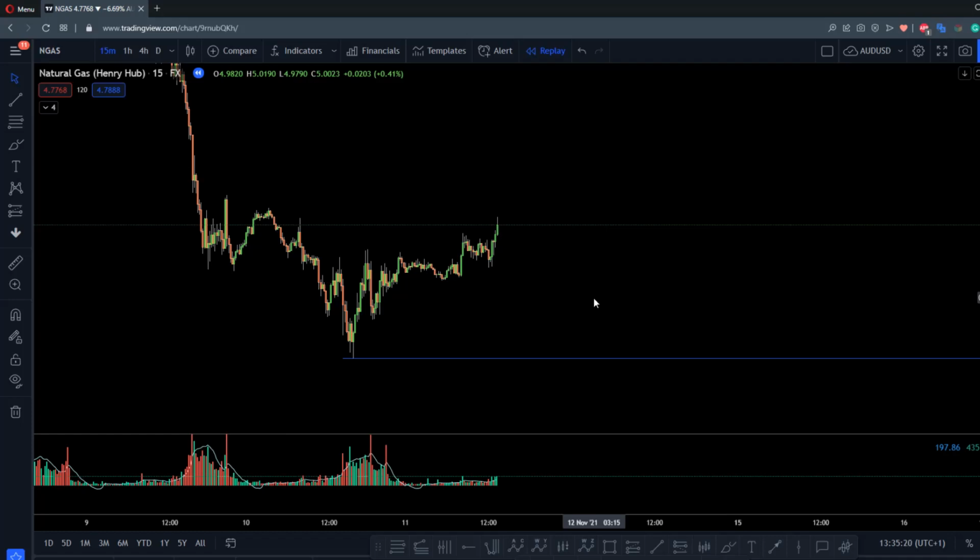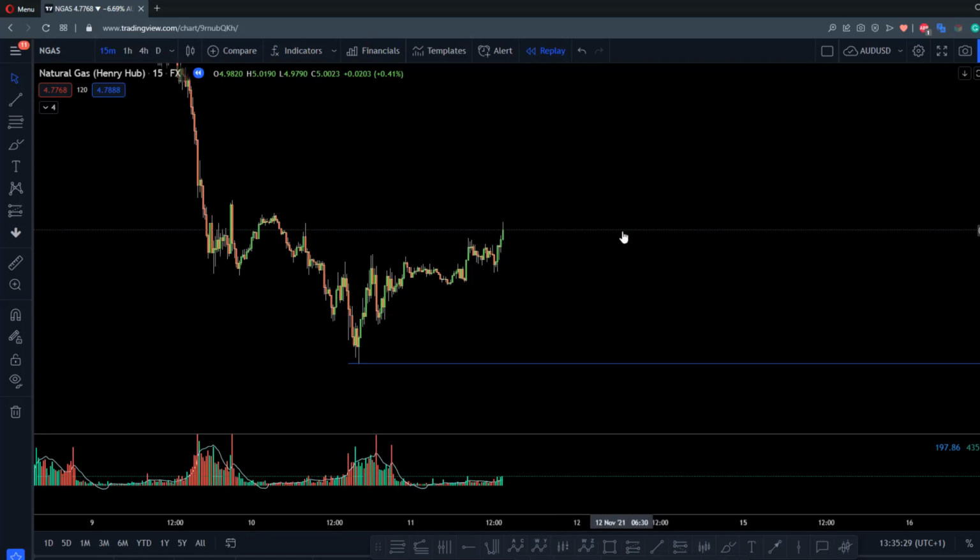Let's take a look at how patterns develop and how we can heighten the success rate of our trading. Okay, I'm here on TradingView right now and I'm looking at natural gas. But before we get into it, I want to talk shortly about the replay function that TradingView has and why it's really important to use.